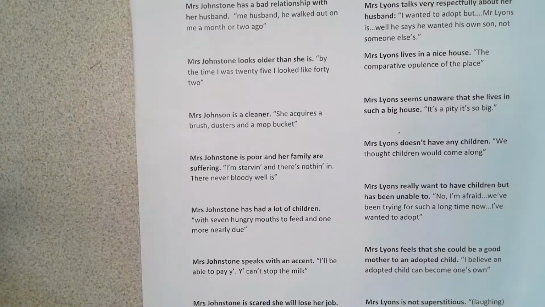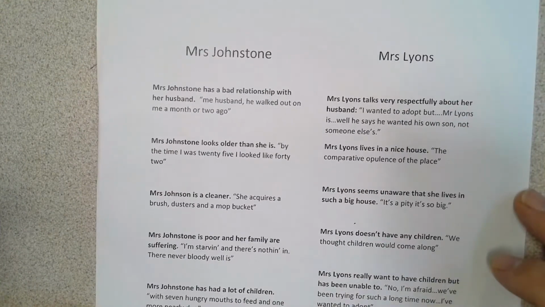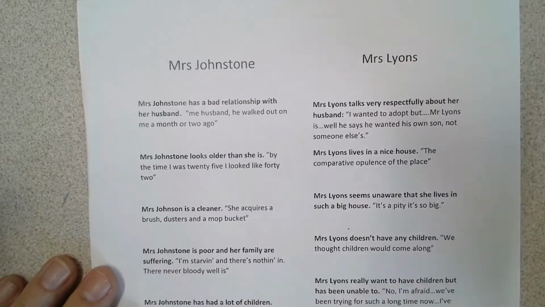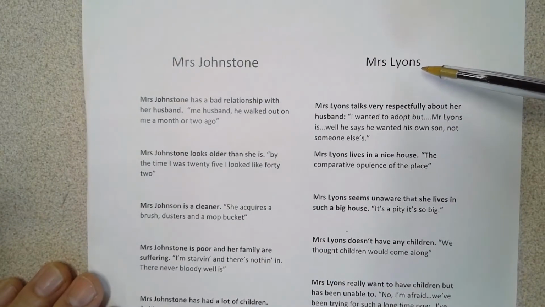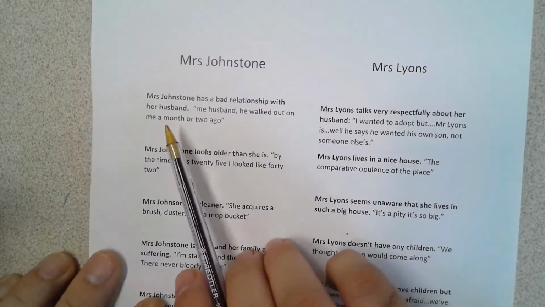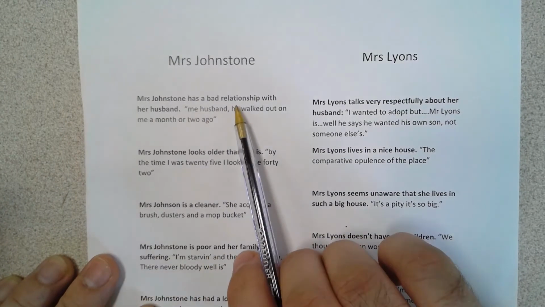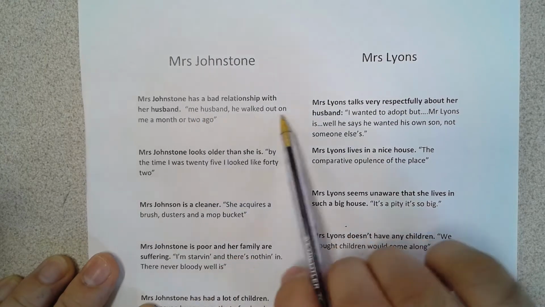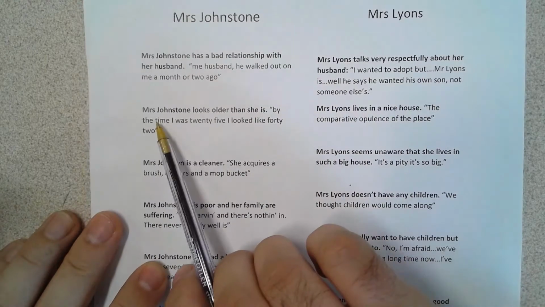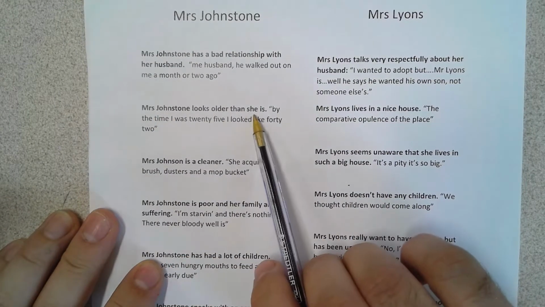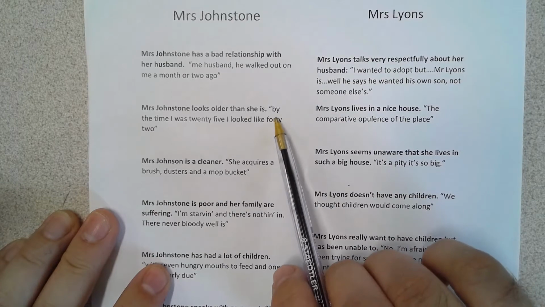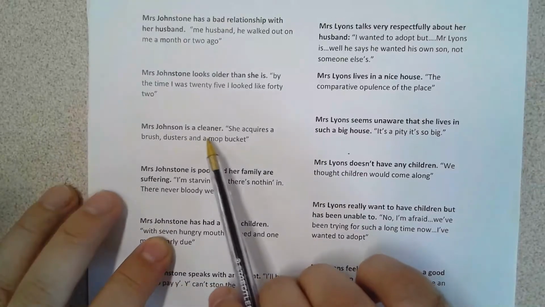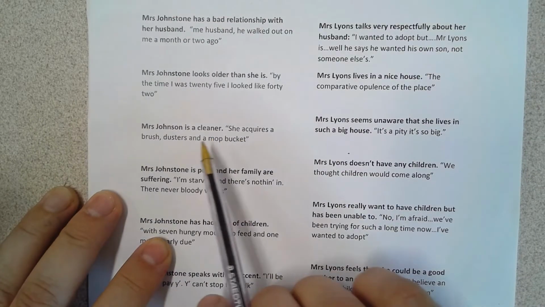Some of you will have already seen this sheet, some of you won't. It's quite a long sheet, with a number of statements about Mrs. Johnstone and a number of statements about Mrs. Lyons. If I take this first one, for example, what I learn is that Mrs. Johnstone has a bad relationship with her husband. She says in the play, "My husband, he walked out on me a month or two ago." I know from reading that Mrs. Johnstone looks older than she is, because she says, "By the time I was 25, I looked like 42." I know that Mrs. Johnstone is a cleaner, so she acquires brushes, dusters and a mop bucket.